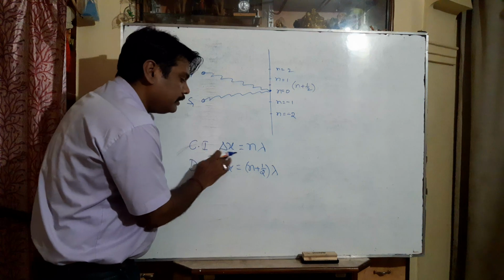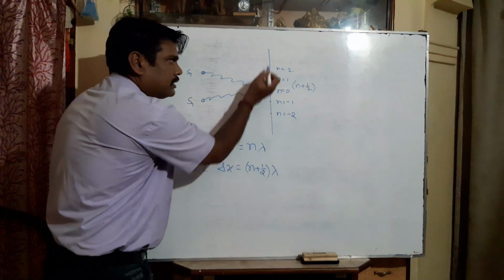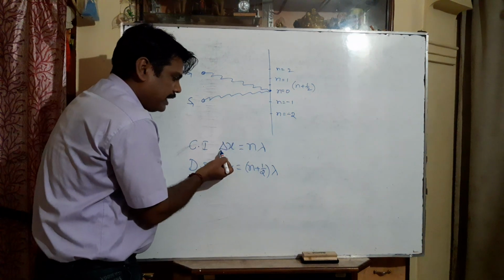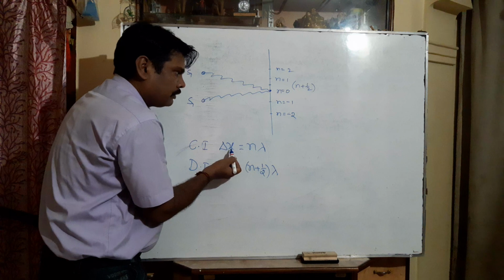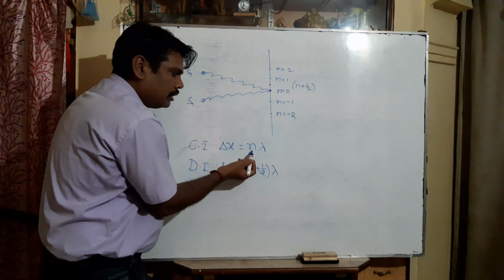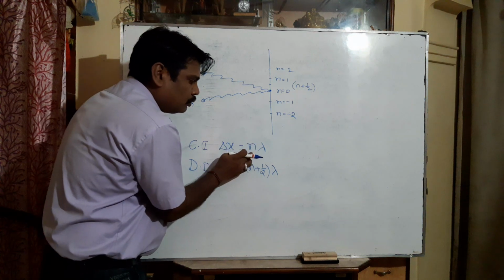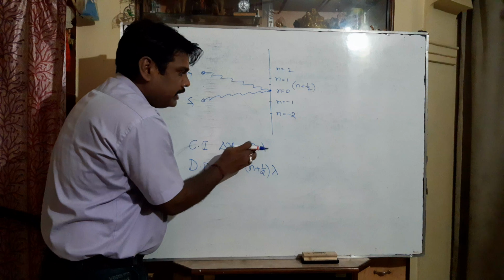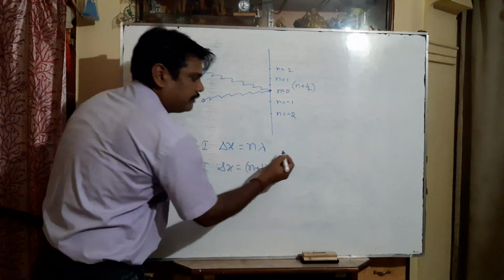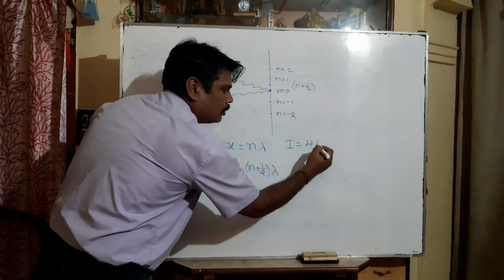If the path difference between these two sources to reach the particular point we decided on the screen, that delta x value, the difference between these two wave lengths, should be equal to n lambda, where n is equal to 0, 1, 2, 3, etc. For all values of n, we will get constructive interference where the intensity I is equal to 4 times I naught.